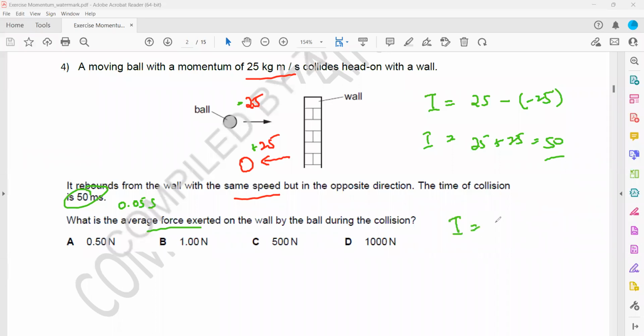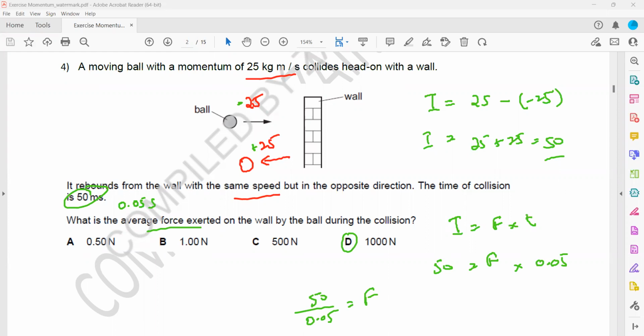Then impulse equals force multiplied by time. So impulse is 50, force we don't know, and time is 0.05. So 0.05 is multiplied on one side, so on the other side it will be divided. So it will be 50 divided by 0.05, which equals 1000. So D will be the right answer.